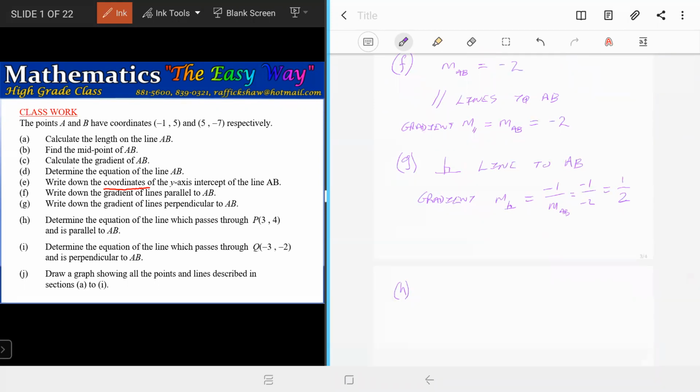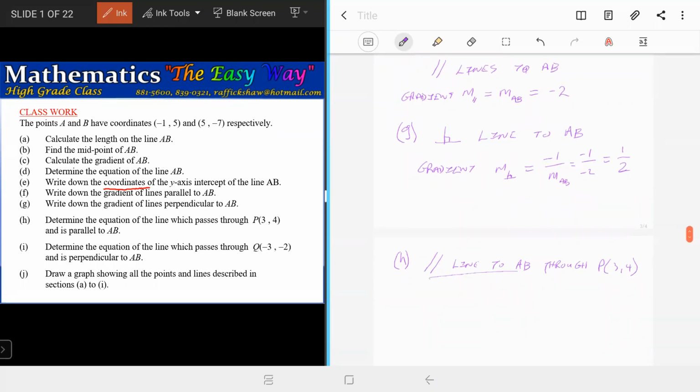Now it says, determine the equation of a line passing through P, so to give us another point P now, P (3, 4), and is parallel to AB. So watch this now. We want a parallel line to AB. Let's write it out. We want a parallel line to AB through P, which is (3, 4).